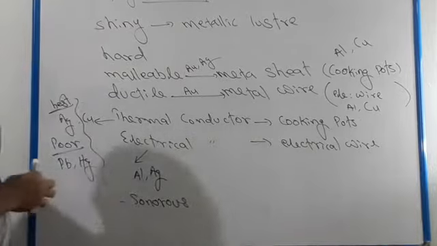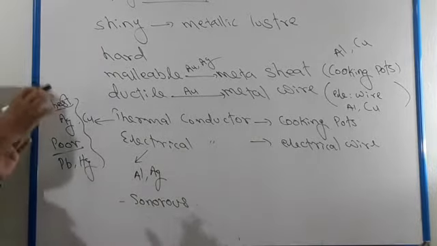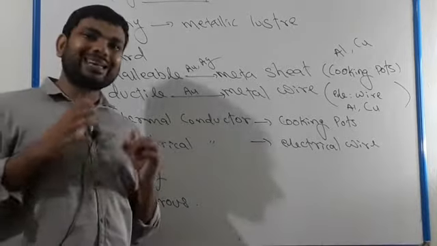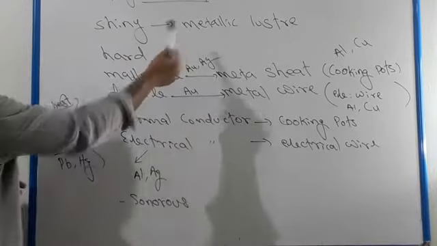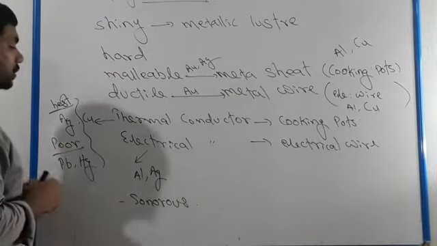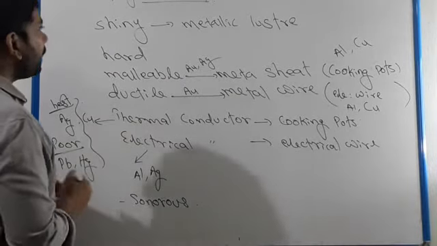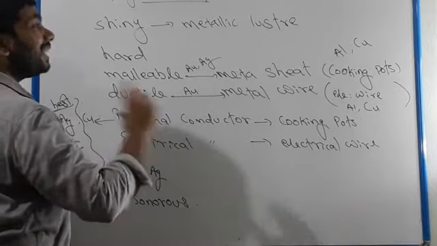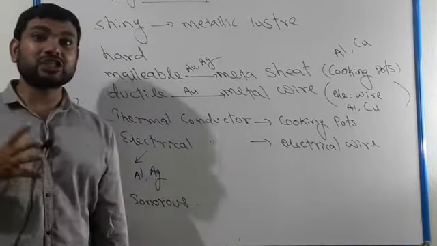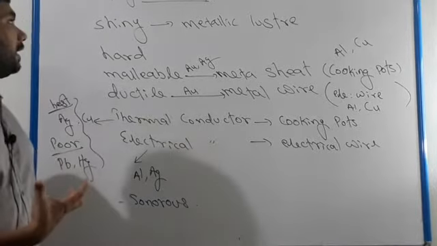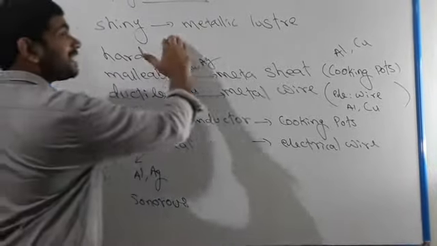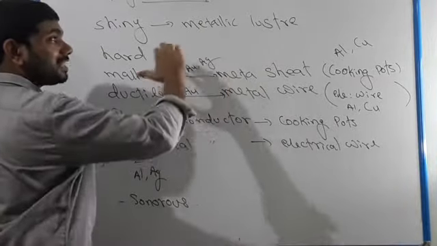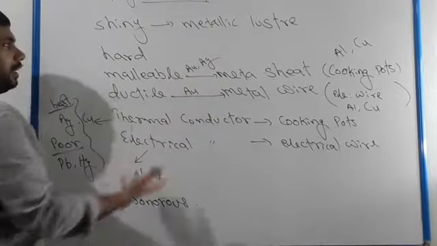Now see here. Observing the pictures which I gave above, you can say metals are shiny. Metals are shiny means you can say they have metallic luster. That's why we say metallic luster. Metallic luster means metals are shiny.